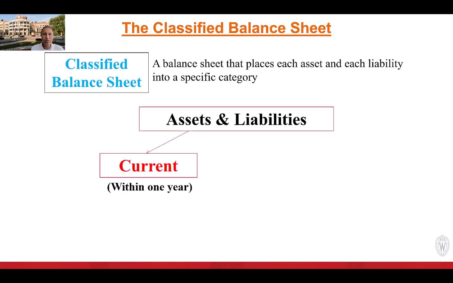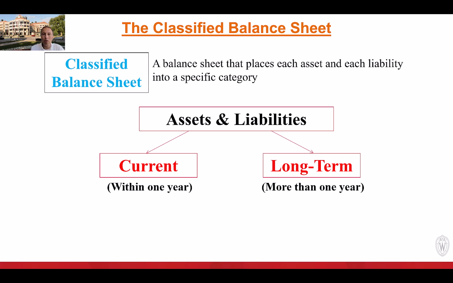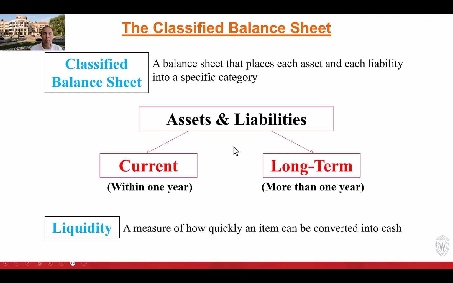Mainly, you're going to see assets listed as current and liabilities listed as current, which means within 1 year. And you're going to have long-term assets and liabilities, more than 1 year. But let's dive a little bit deeper here. First, we need to get used to this term liquidity. Liquidity is how fast we can turn something into cash.